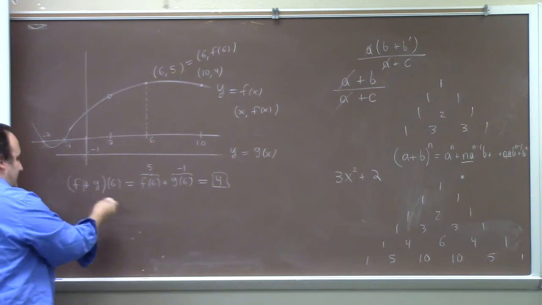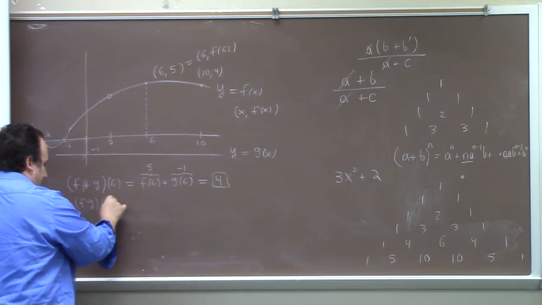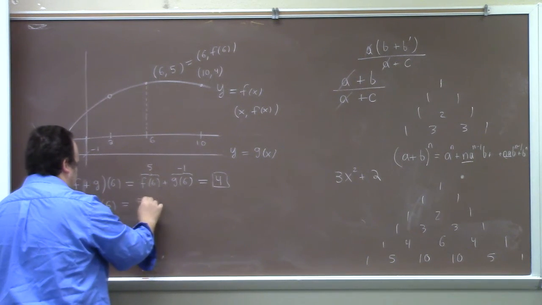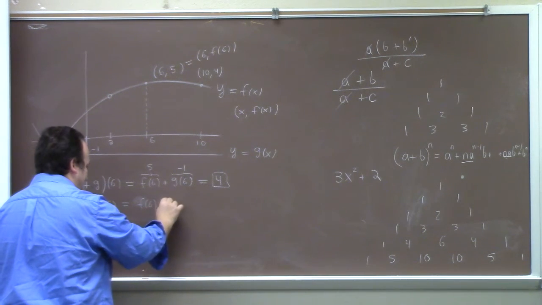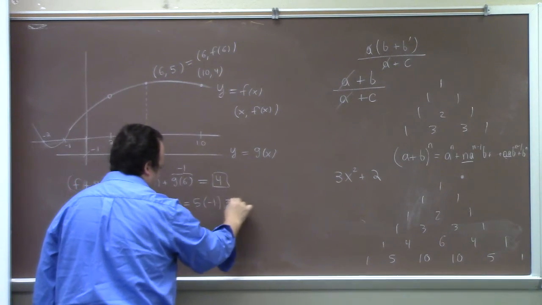What if I was to ask what is f times g of 6? What would that be equal to? Yeah, that would be f of 6 times g of 6. And I heard a -5, and I will accept that answer. Let's see here. Very good.